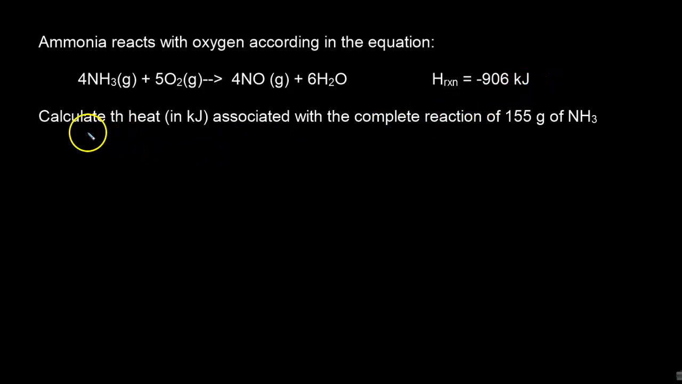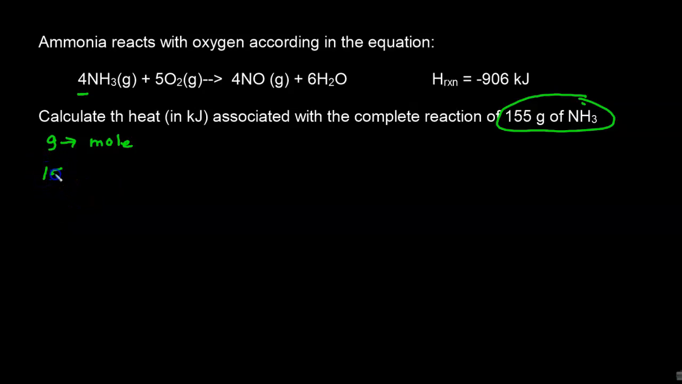Now this problem says to calculate the heat in kilojoules associated with the complete reaction of 155 grams of ammonia. So again, keep this in mind here, 155 grams. So the first thing that you should realize is that since this is in grams and this is in moles, we need to do a gram to mole conversion. Okay, gram to mole conversion. So let's go ahead and get that set up.